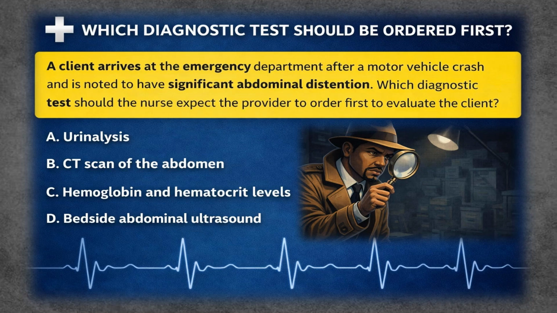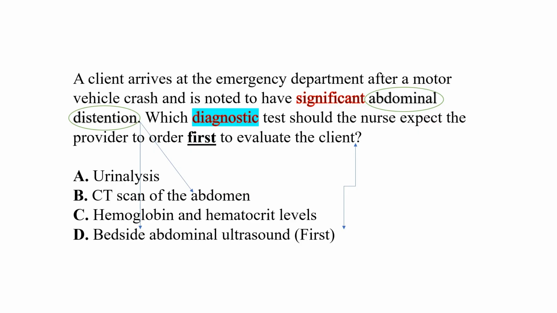All right, let's break this question down like a healthcare detective. In this scenario, we have several clues and keywords like significant abdominal distension. The actual question is asking which diagnostic test should the nurse expect the provider to order first. This implies we're going to do every single one of these answer choices, but in what order?